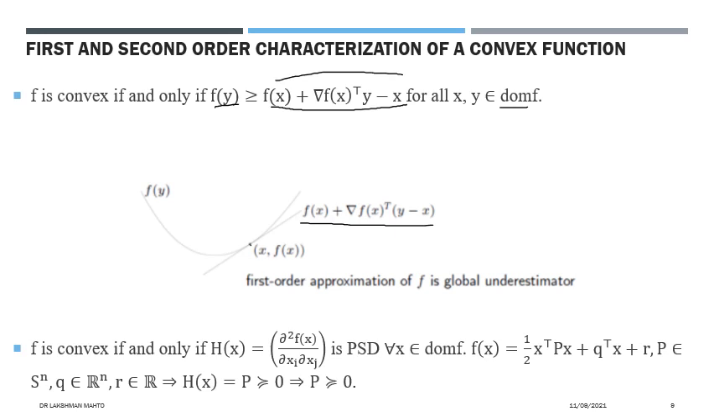Now another criterion comes from second order characterization. What does it say? Suppose you have a function which is second time differentiable. Then easily you can find the Hessian of that function, which happens to be a matrix. So find the Hessian and see the nature of the definiteness of the matrix.